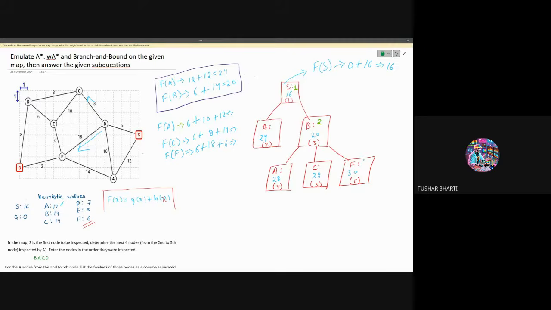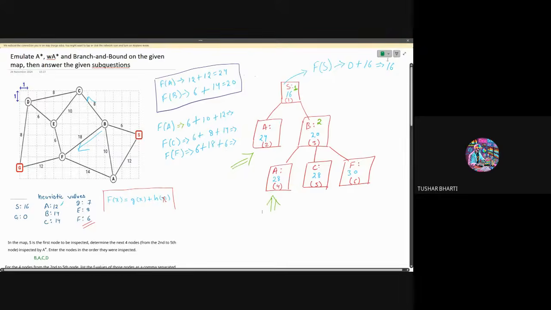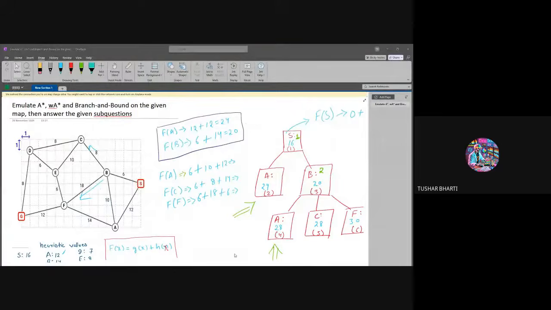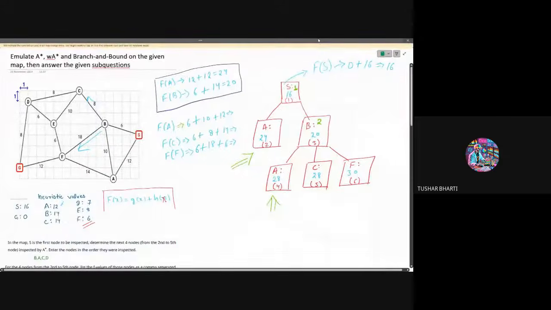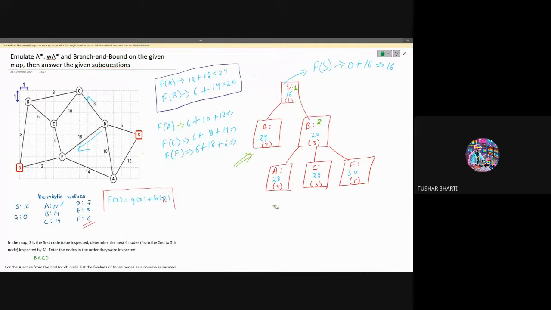Now this is 30. Now what we will do, again we will check which out of all these nodes we will select. We will select all the values available, like this A, this C, this F. Among all of these, we have A with cost 24, this A I'm talking about. So we will select this A, as we have got A with minimum cost.